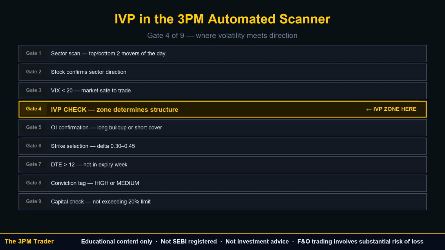If IVP is above 80 and I have no credit setup ready, I skip the trade entirely. A clean directional view in a wrong volatility environment is still a bad trade. Both must align, direction and volatility environment.